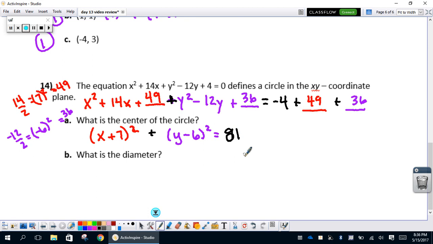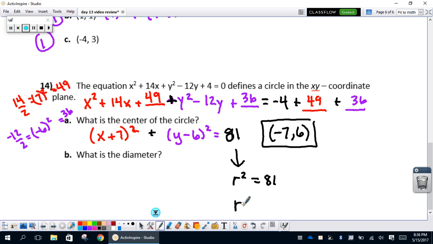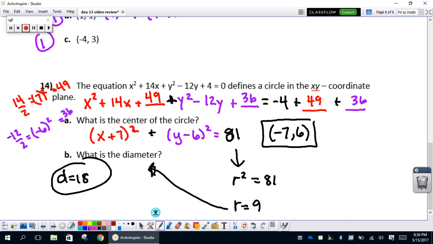Okay? Which means the center is going to be the opposite of 7, negative 7, the opposite of negative 6, positive 6, and your radius, so r squared is 81, so take the square root, r is 9, but the diameter is 2 times 9, 18. Okay, so I'll give you a point for getting A, and a point for getting B, and a point for showing all your work. So that concludes your practice test. Hopefully you have something else to do. Don't be disruptive. That would be appreciated.